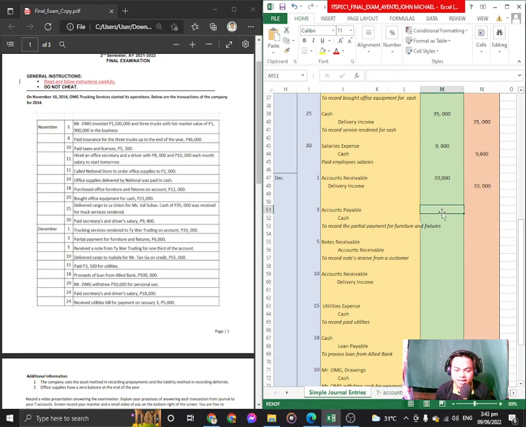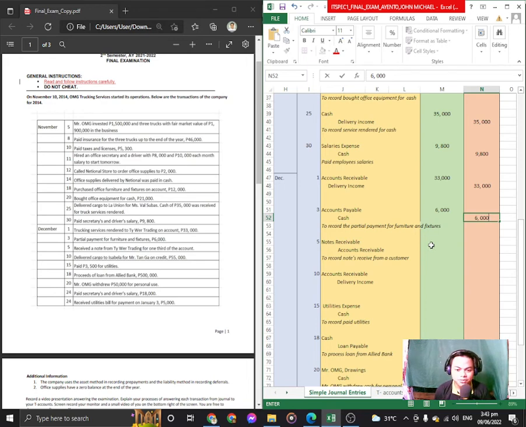So auto ang debit is accounts payable. Okay, for the accounts payable, we have the partial of the 12,000, we have 6,000 pesos, and then gabayaran siya through cash. For our credit is also 6,000 pesos. Okay, to record the partial payment of the furnitures and fixtures.